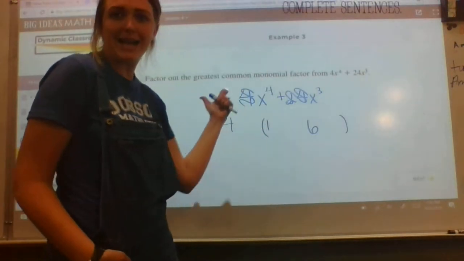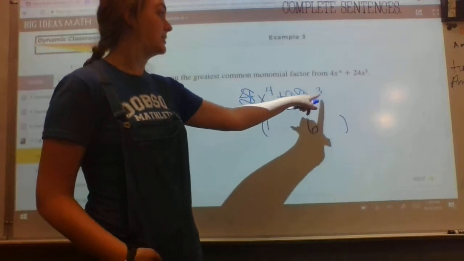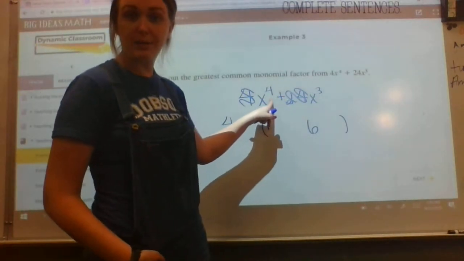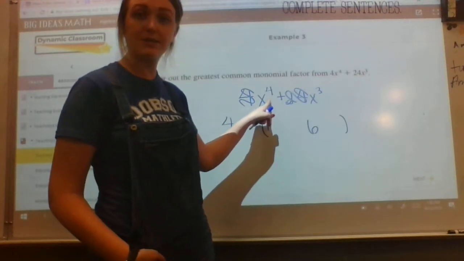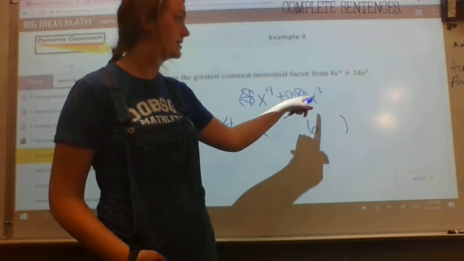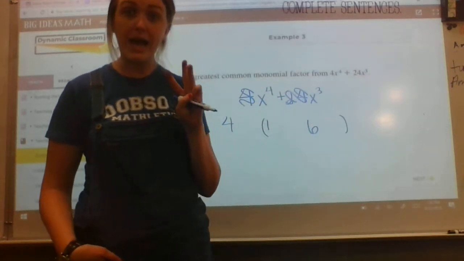So how many could I take out and still be safe? Well, it's not about how much these go into, as we learned from the last chapter. Exponents already mean multiply, so I don't have to look for a common factor here. This means x times x times x times x. This means x times x times x. So they have 3 x's in common.